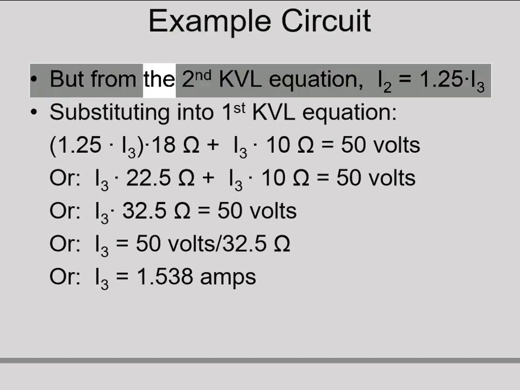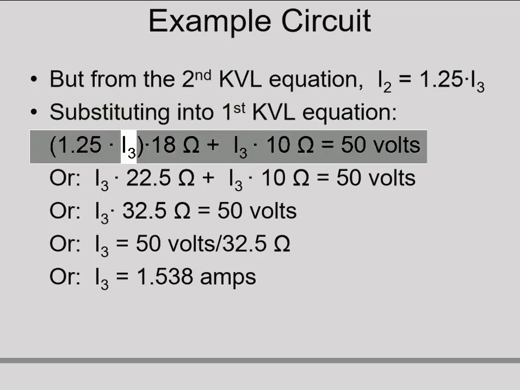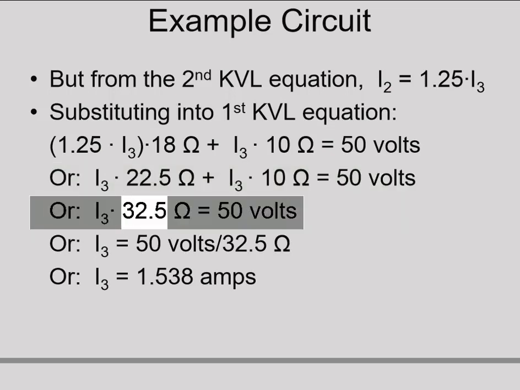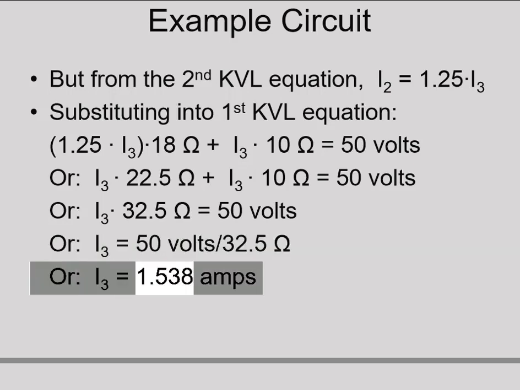Example circuit: from the second KVL equation, I2 = 1.25 I3. Substituting into the first KVL equation: 1.25 I3 18 Ω + I3 10 Ω = 50 volts, or I3 22.5 Ω + I3 10 Ω = 50 volts, or I3 32.5 Ω = 50 volts, or I3 = 50 volts / 32.5 Ω, or I3 = 1.538 amps.